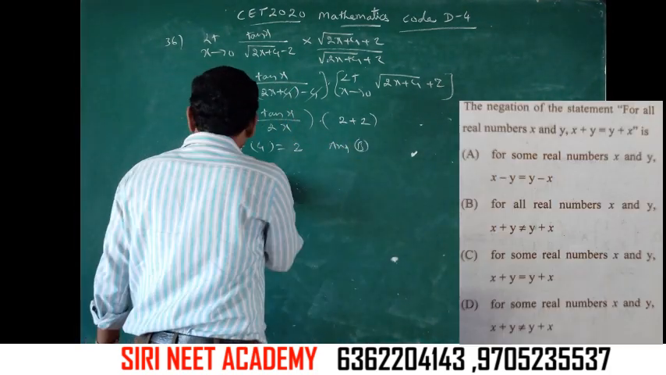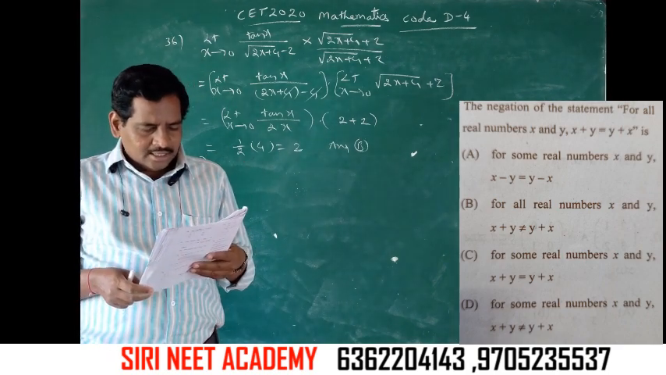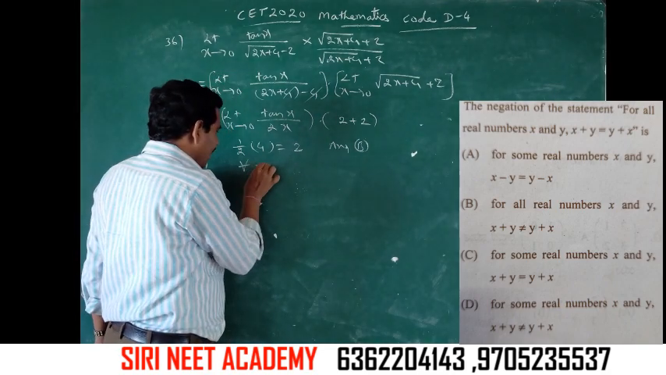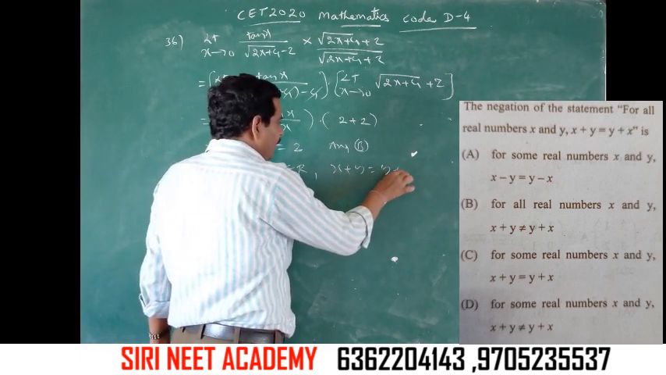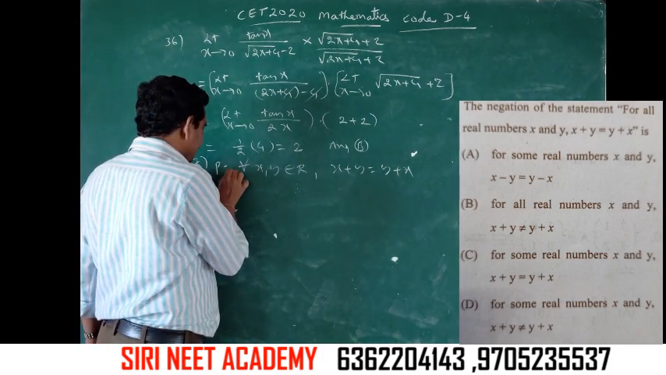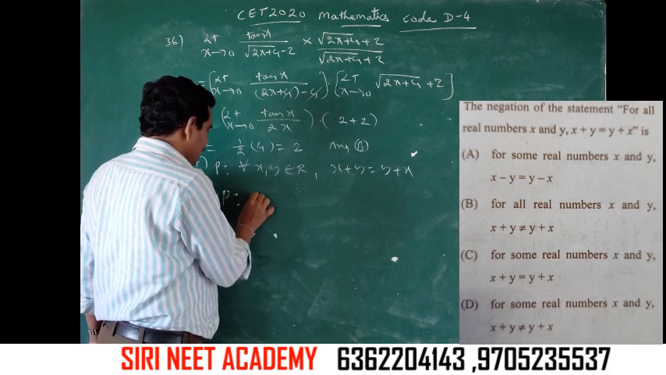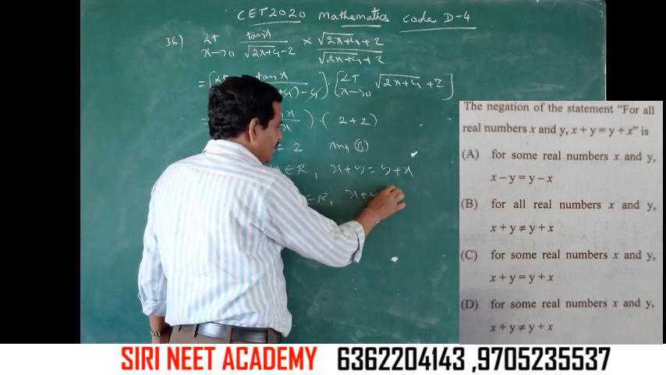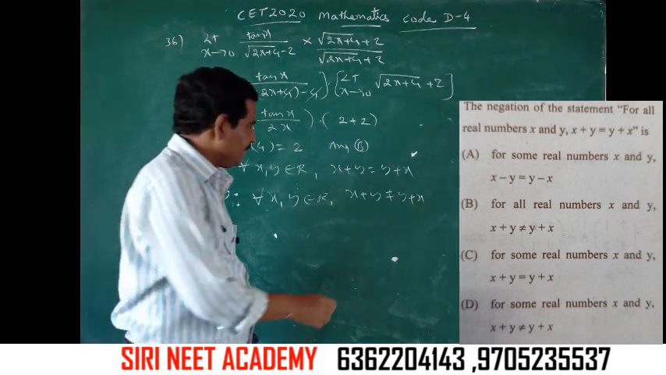Question 37. A direct question. The negation of the statement for all real numbers x comma y, x plus y is equal to y plus x. For this negation, if it is P, negation of P is there exists x comma y belongs to R, x plus y is not equal to y plus x only. So clearly option is B.